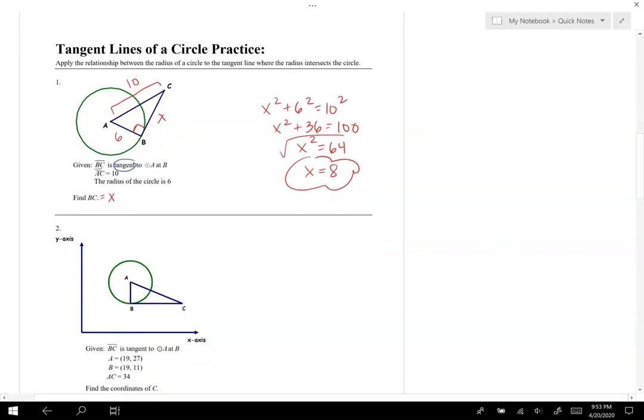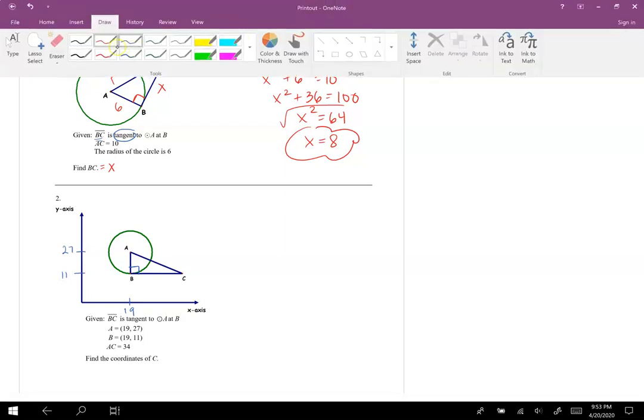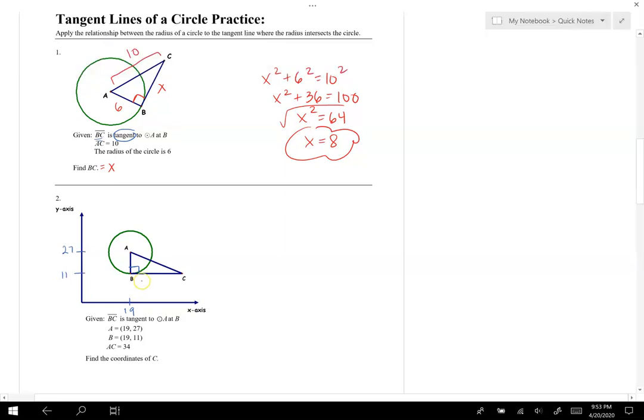All right, now I want you to pause. I invite you to pause and look at number 2 and see if you can figure it out. Where's your right triangle? And use that information to answer the question. All right, after you've tried number 2, we'll look here at our given segment BC is tangent to circle A at B. So here's my right angle at B. And I have a couple things going on. A is at (19, 27). B is at (19, 11), which tells us a couple things about the picture. It tells me that C, the coordinates of C, our final answer here, has to have a y-coordinate of 11.